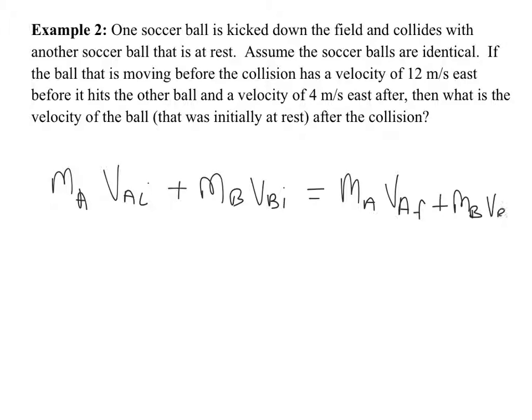MB, VBF. So the first object is moving initially, but the second one is not moving. So we can drop that off again. Okay. What else can I do to make this a lot simpler? Cancel out all the masses. Why can I cancel out all the masses? Why can I do that, Theo? Because I'm going to divide them anyway. Okay. They're all the same.